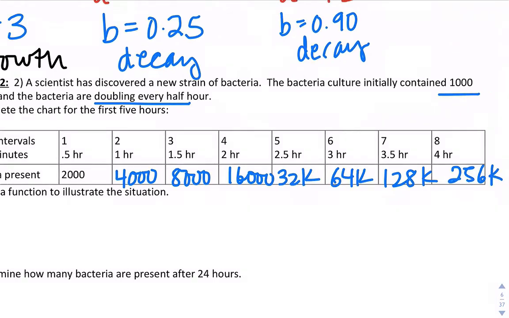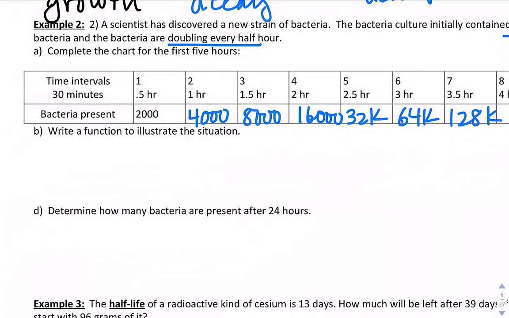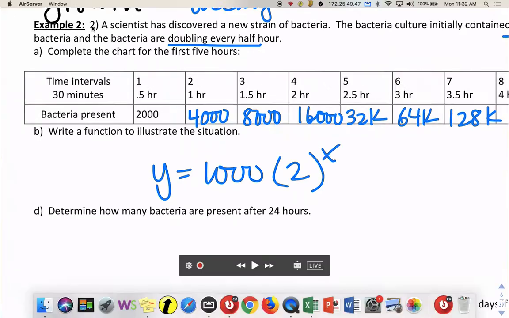There. All right, so write the function. So with the function, we need a starting value. So times 0, that's 1,000. And it's doubling, so that's our growth rate is doubling every half hour.